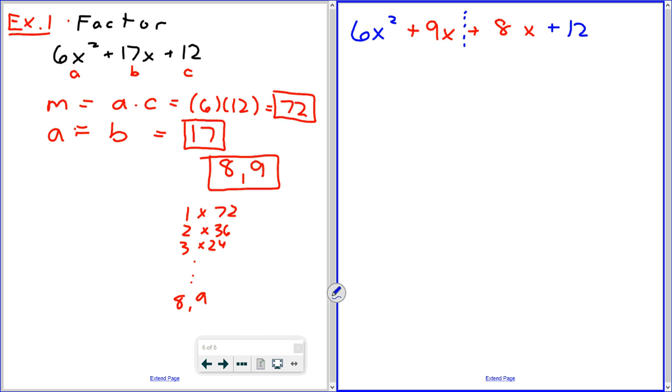Okay? So, I'm going to take this first one. What's common between 6x and 9x? What are they both divided by? 3x. 3, right? 3x, good. Okay? Because 6 divides by 3 and 9 divides by 3. Can someone else be brave and tell me what's left inside the brackets? 6 divided by 3 is? 2x plus 3. 2x plus 3, wonderful.